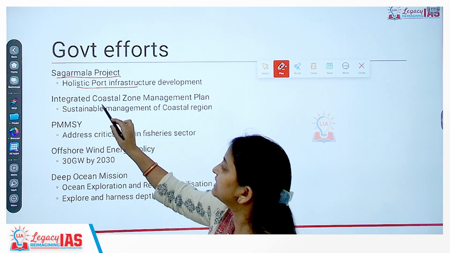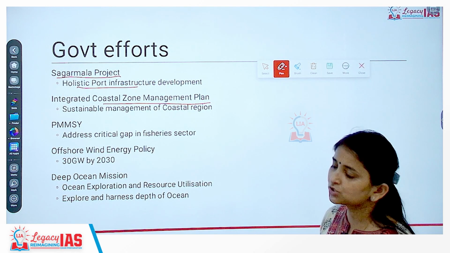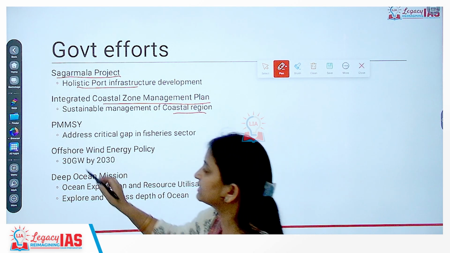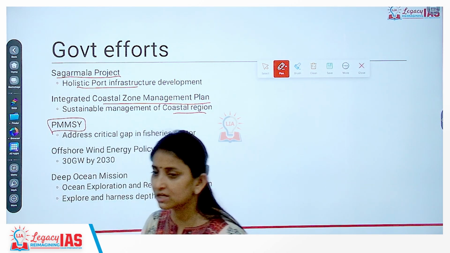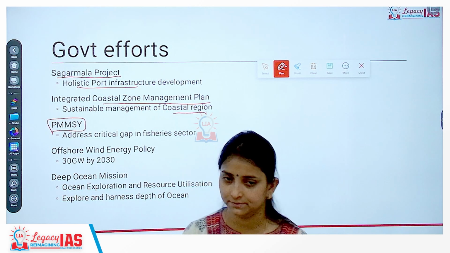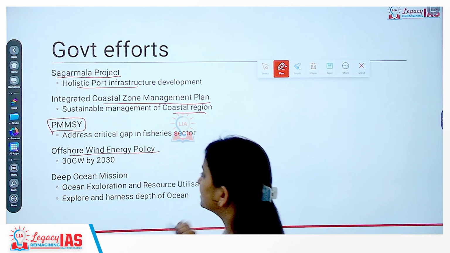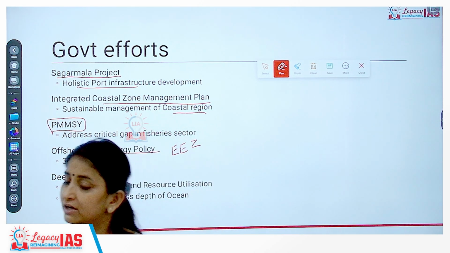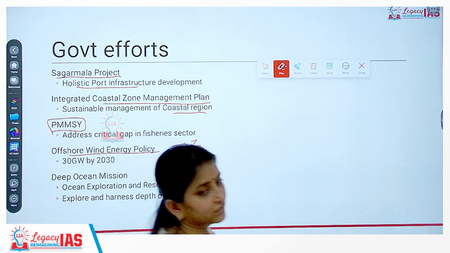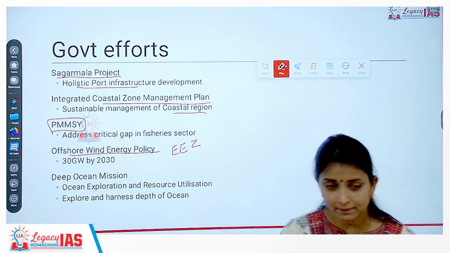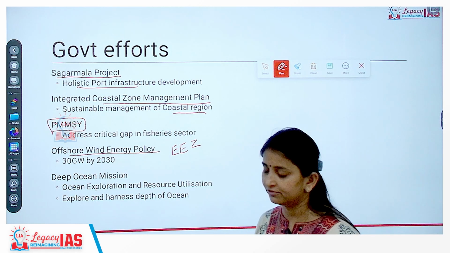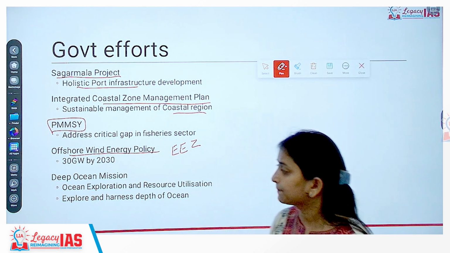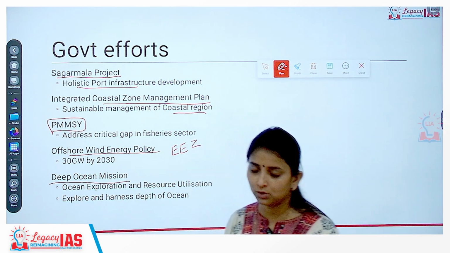Then we also have the integrated coastal zone management plan, which is talking about sustainable management of the coastal region. Okay? We also have Pradhan Mantri Matsya Sampada Yojana to address the critical gaps associated with the fisheries sector. We also have the offshore wind energy policy, which says that India can set up offshore wind farms, windmills up to the EEZ, exclusive economic zone, in Indian waters. Plus, the target that we have set for ourselves for offshore wind energy is 30 gigawatts by 2030. Okay? Plus, we also have an existing deep ocean mission.